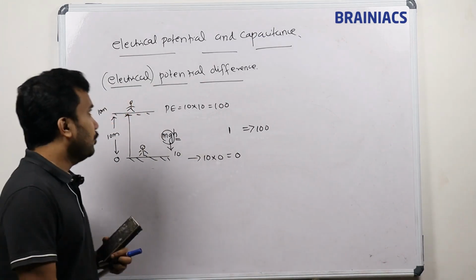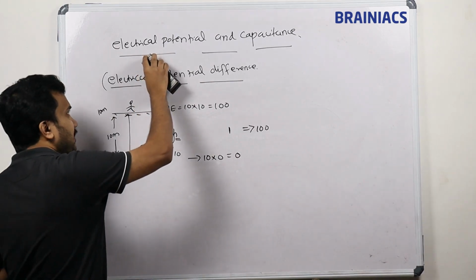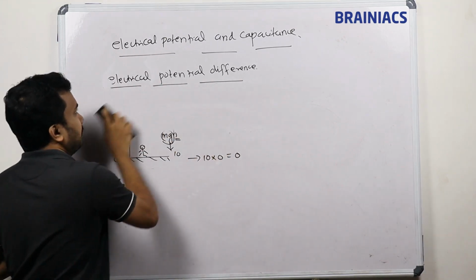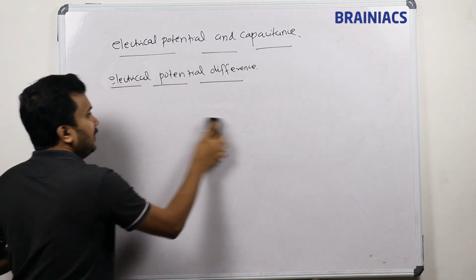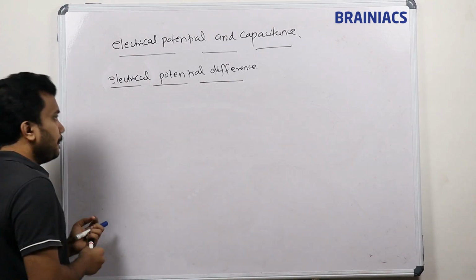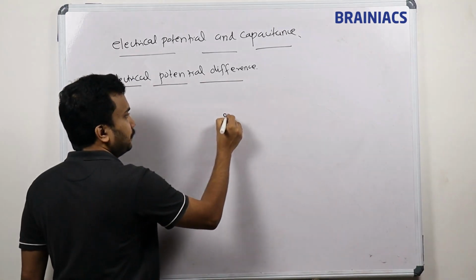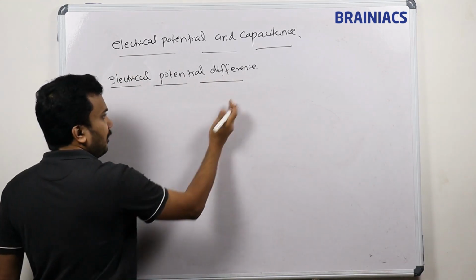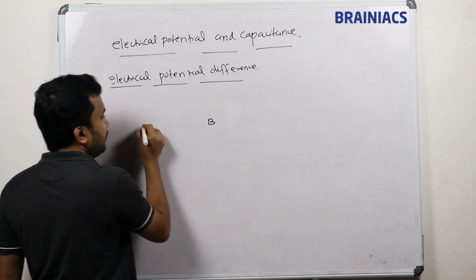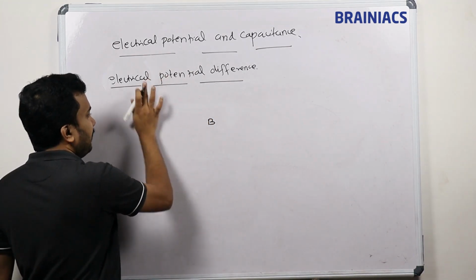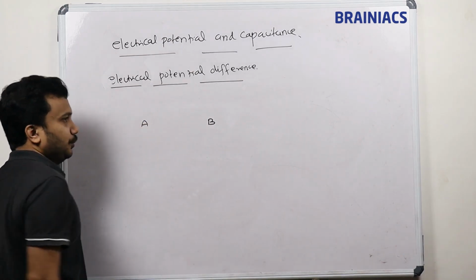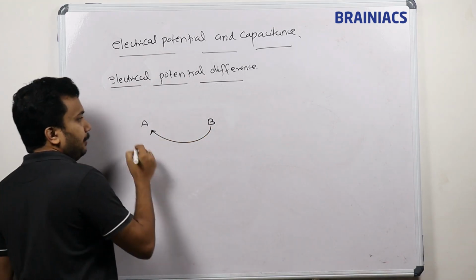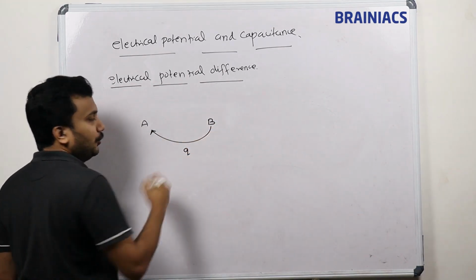So I just gave an intro to what is called potential and potential energy. Now we'll move to our topic: electrical potential. Electrical potential means, suppose you have a charge Q, and you are moving this charge. Let me take two points B and A on a surface. Now I move one charge Q from B to A.